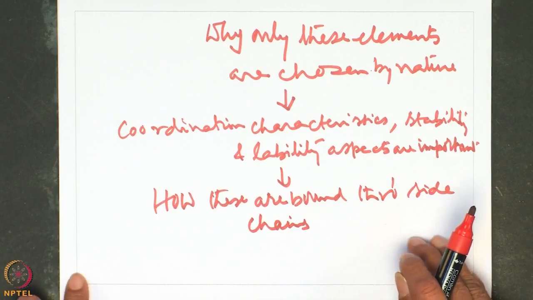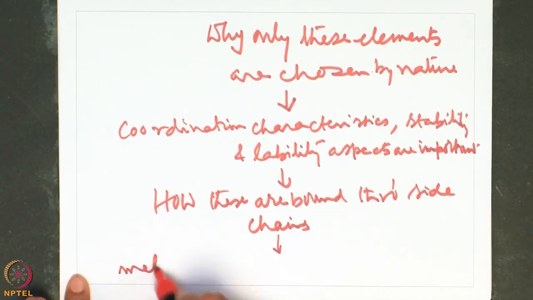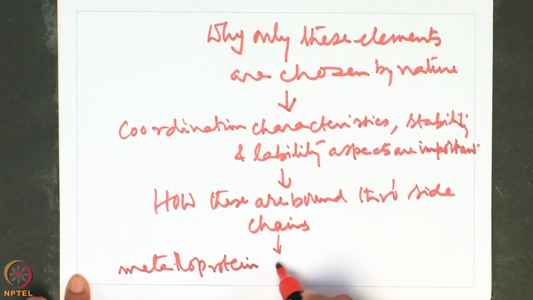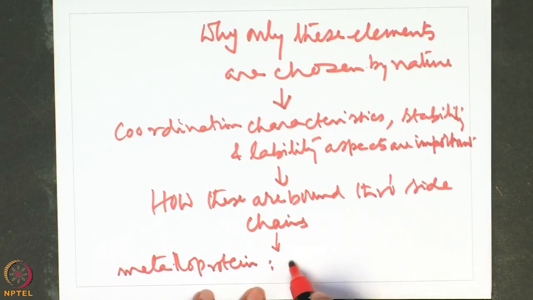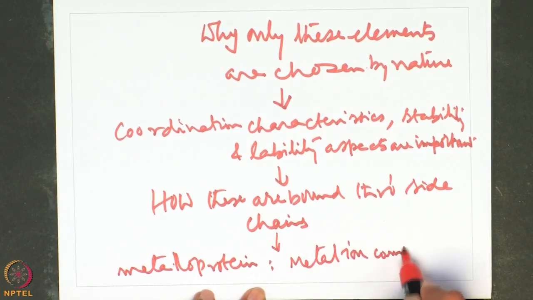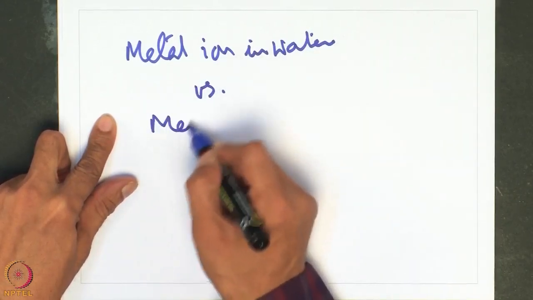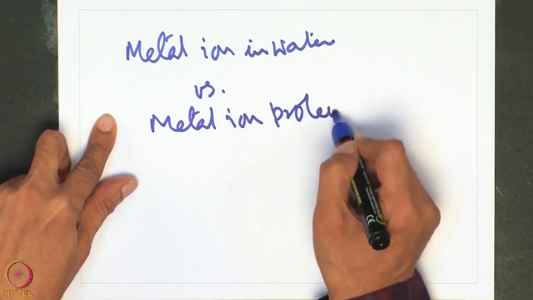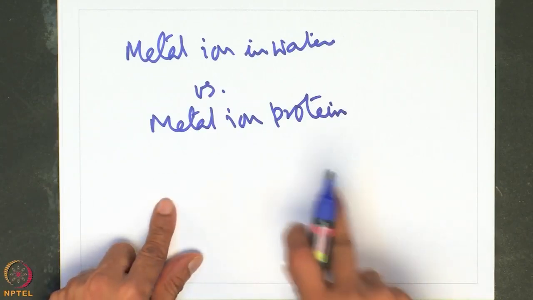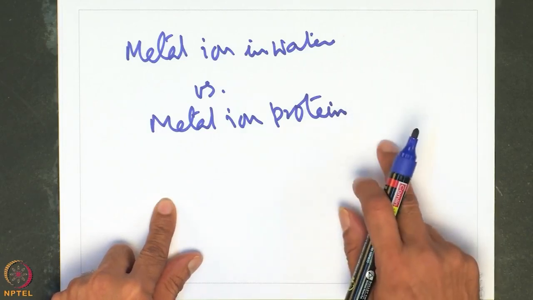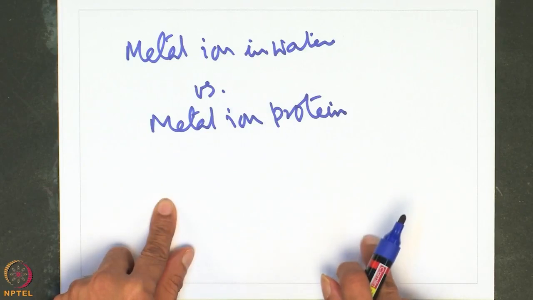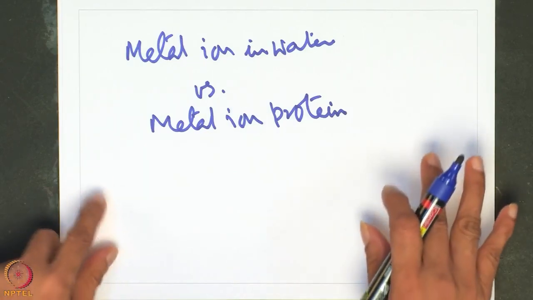And then we brought the concept of the metalloprotein as a metal ion complex inside a protein. And then we tried to say that the simple metal ion in water versus metal ion in protein are absolutely different. The properties of the metal ions are very well modified by the protein as compared to the free metal ion, and that is why different proteins would bring different kinds of reactivities to the metal ions. Therefore, we have a huge variety of metalloproteins and metalloenzymes functioning.